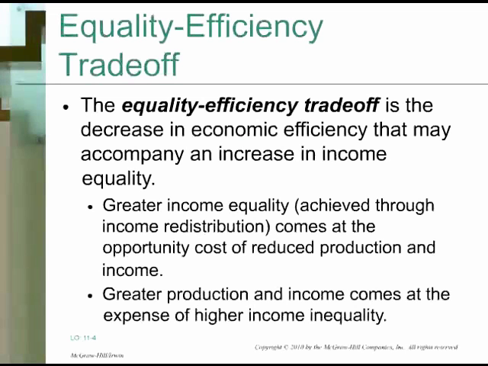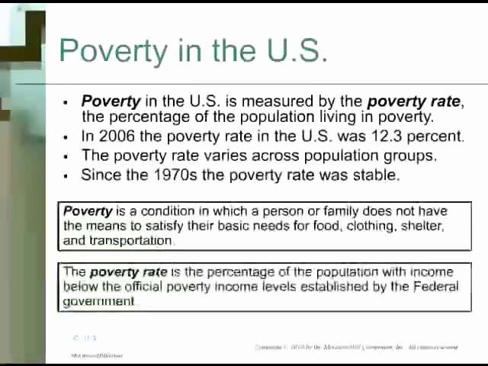The equality-efficiency trade-off is the decrease in economic efficiency that may accompany an increase in income equality. Greater income equality, achieved through income redistribution, comes at the opportunity cost of reduced production and income. Greater production and income comes at the expense of higher income inequality.